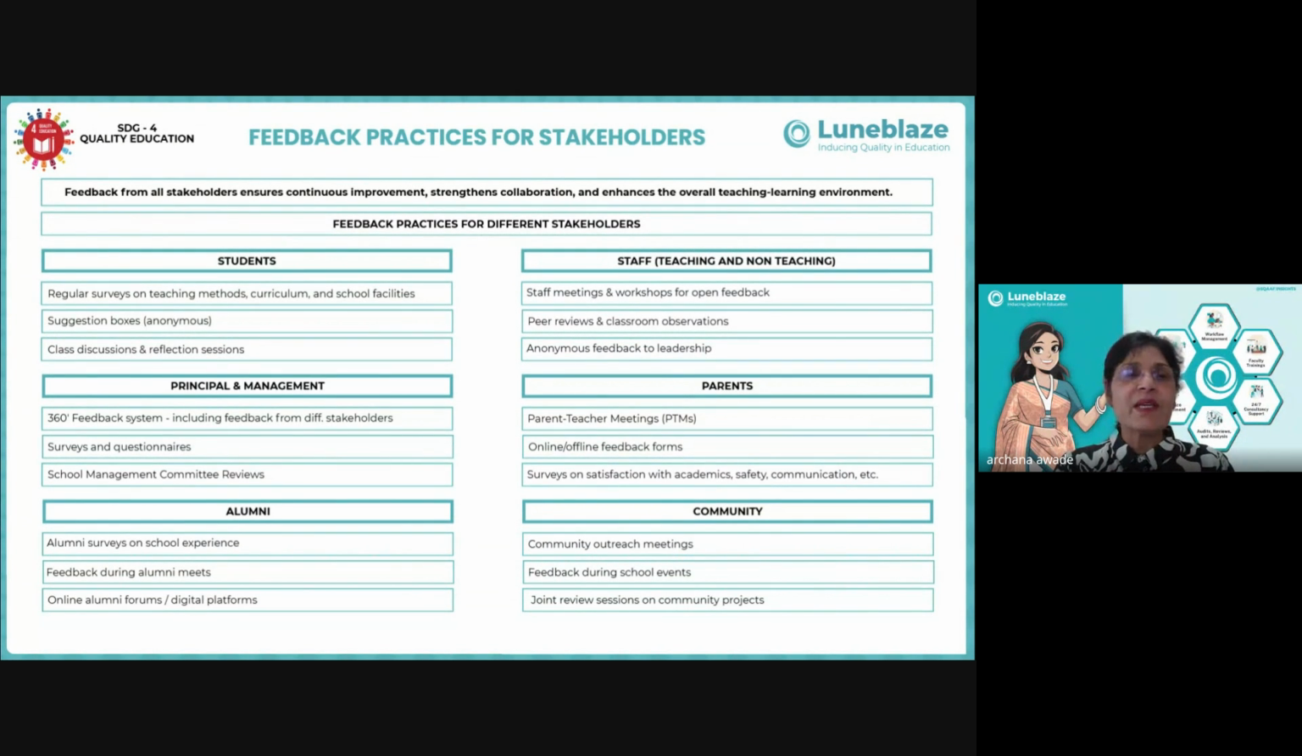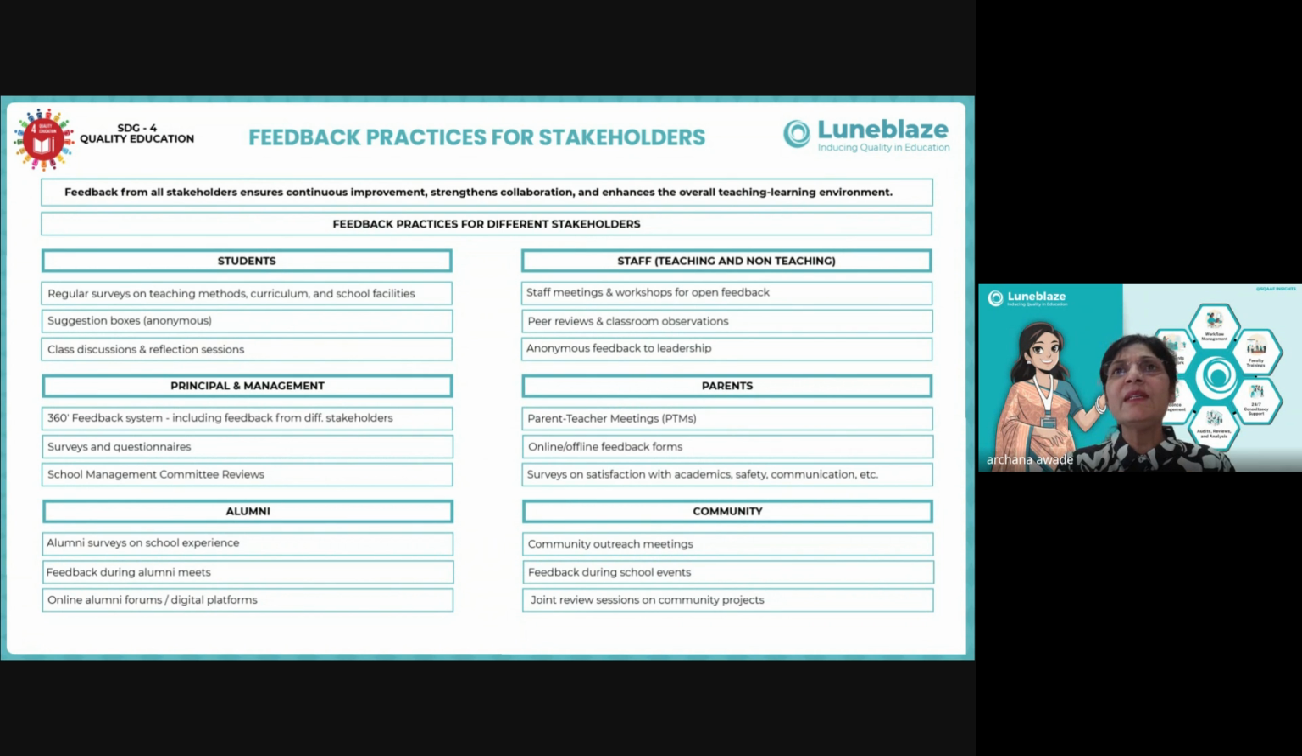First is about the students. So students are directly affected by teaching quality, school environment, and learning method. So how do we hear their voice? By conducting regular surveys about the teaching learning processes, a suggestion box. We do get to see the suggestion box at the reception of the school or near the principal's cabin for anonymous feedback without mentioning any name, and also the students' reflection after every lesson. Even the classroom discussion will help students to share their ideas openly, and that will help us to get the feedback from the students.